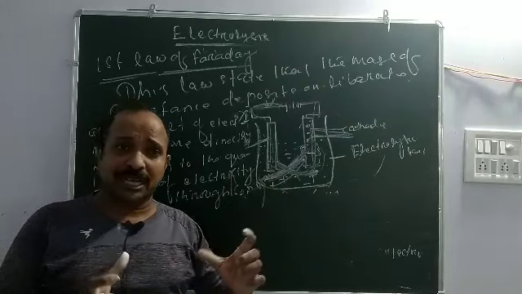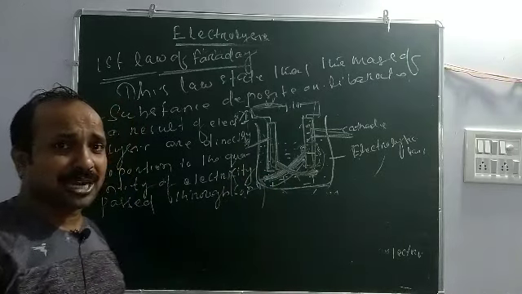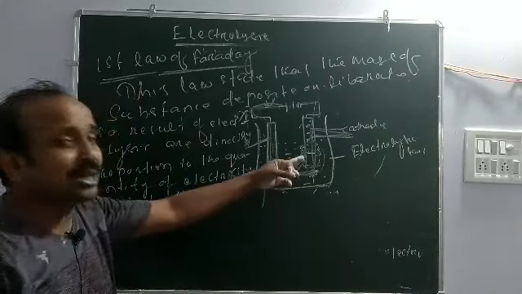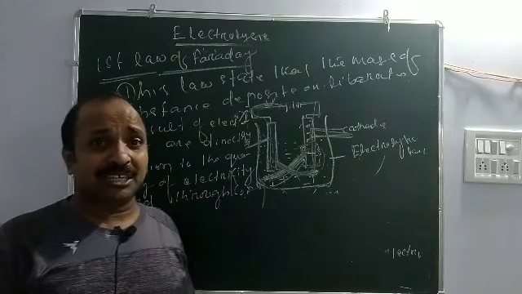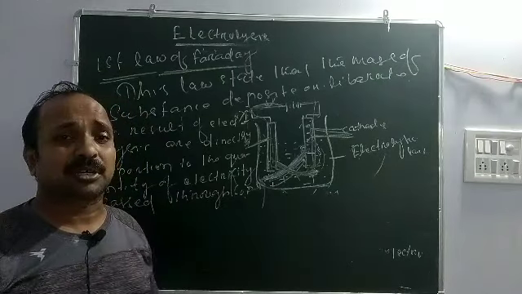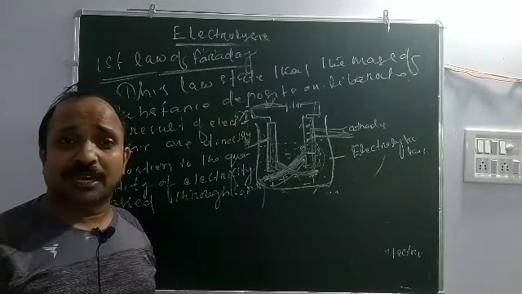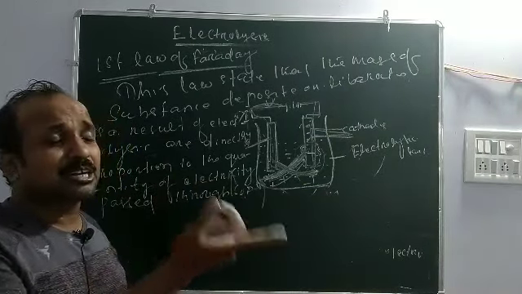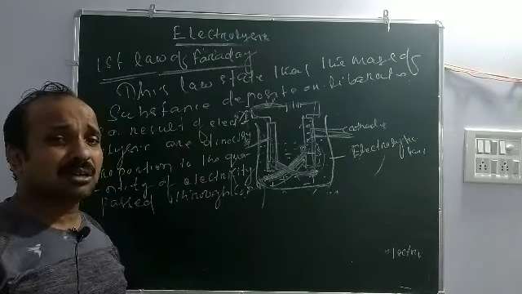This law states that the mass of substance deposited at the respective electrode is directly proportional to the quantity of electricity. You remember only that the mass of substance and the quantity of electricity are directly proportional to each other. The mass of substance deposited or liberated is directly proportional to the quantity of electricity passed through the solution.